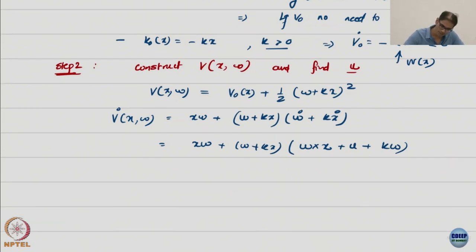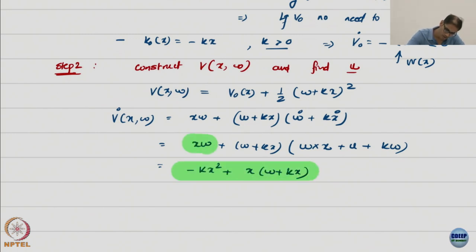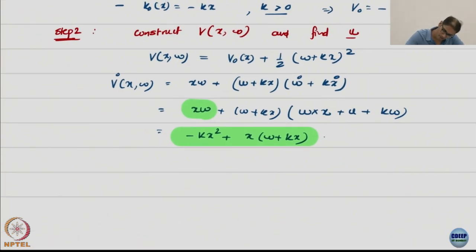Now what will I do? I use the same trick that I did before. This term here, I write the omega in terms of my new variable, that is omega plus kx. So I can write this as minus kx squared plus x omega plus kx. So this term becomes these two terms. We did this even in the previous steps. And then omega plus kx times omega cross x plus u plus k omega.